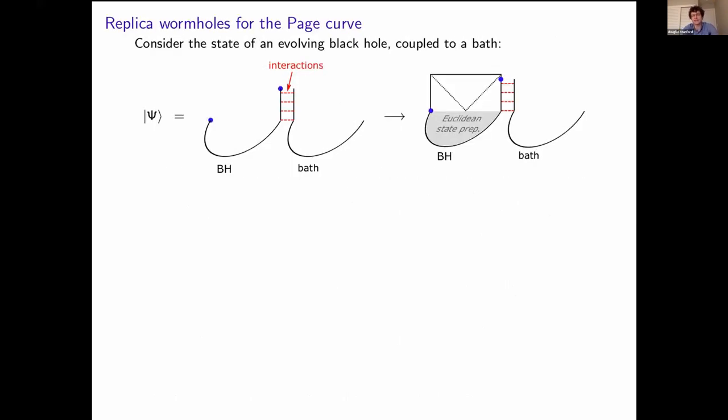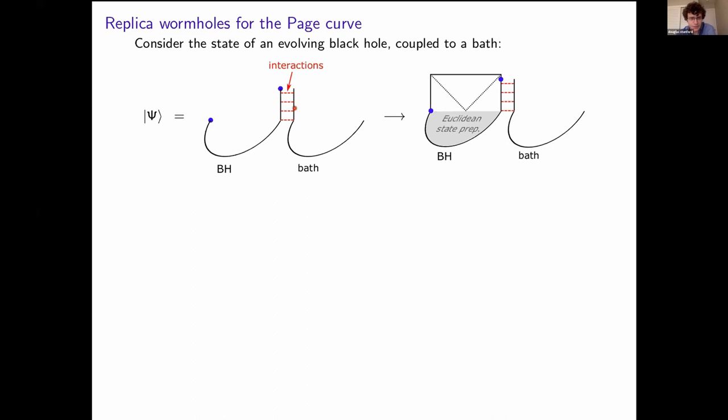So let's start by setting up a case where the replica wormholes for the Page curve are relevant. So this contour here is going to take a tiny bit of explaining, so let's do that. What we have is a state of a black hole interacting with a bath, evolving forwards in time. So these semicircular arcs here of the black hole system and of the bath system represent the Euclidean state preparation. They're preparing some kind of thermal state of the bath, and some kind of thermal state of the black hole. And then we evolve forwards in time. The red dashed lines indicate interactions between the bath and the black hole system.